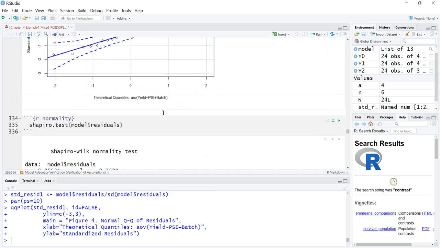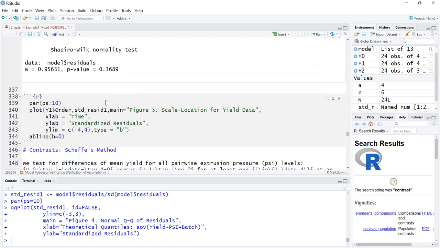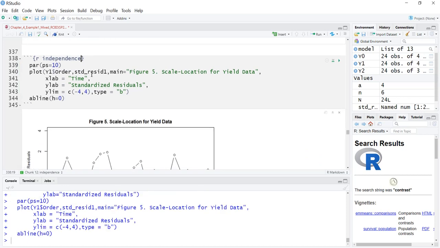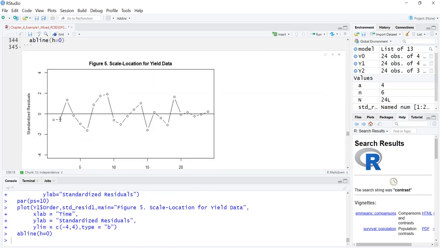So here we come down to this plot, and maybe I should name this independence, so that when you see this you'll know what that is. And when we look at this plot, I've got 2 on this side, then 1, then 3 on this side, then 3 on this side, then 3 on this side, then 2, then 1, then 1, 2, 1, 1, 1, 1, okay, maybe 2, and 1.